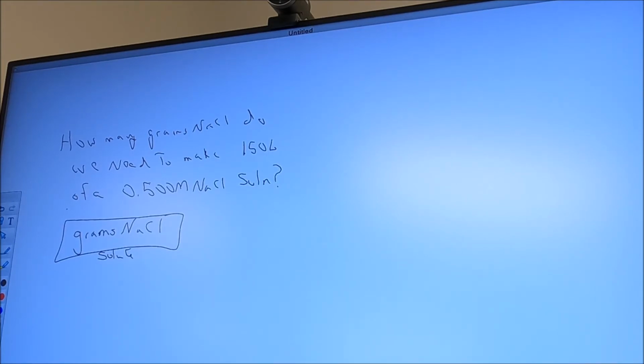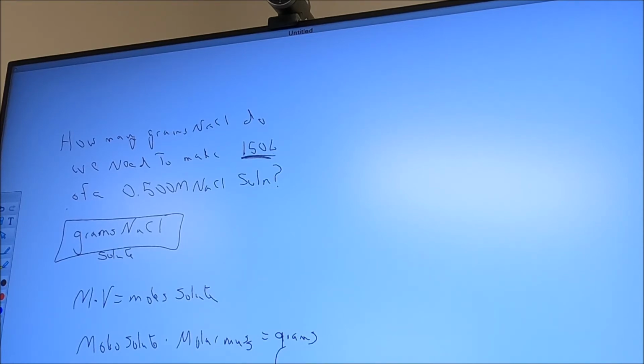We're going to do two steps here. We're going to use the fact that molarity times volume gives me moles of solute. And then I'm going to use moles of solute times molar mass to give me grams. Now, when I'm doing molarity times volume, we need to make sure that our volume is in liters. And up here, our volume is in liters, and there's our molarity. So those are our two given pieces of information.